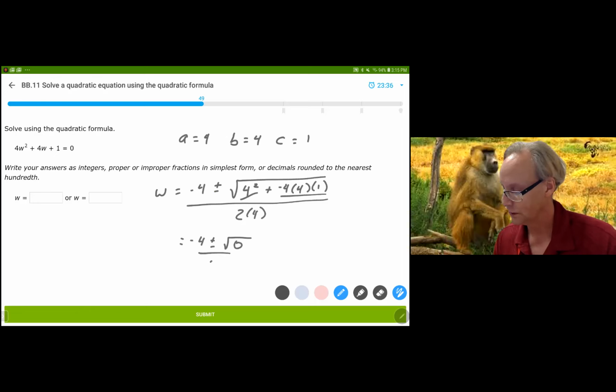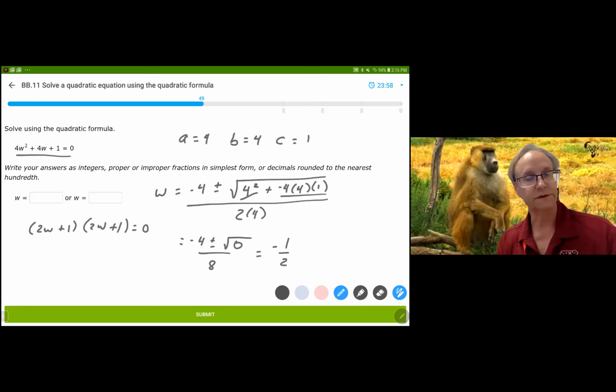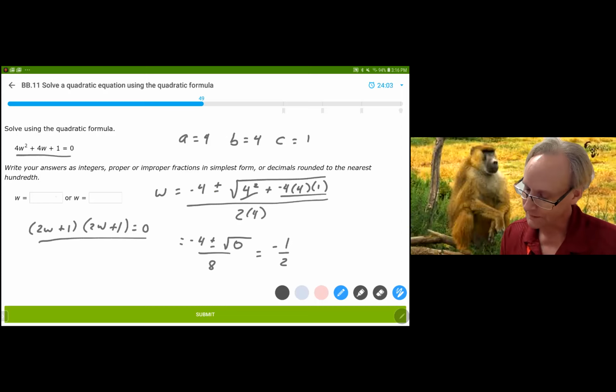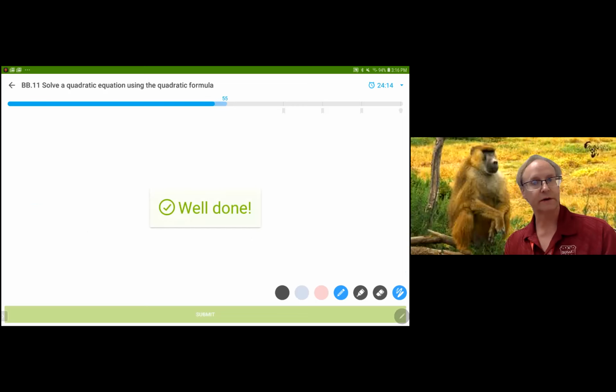Oh, look at that. It is factorable after all. And in fact, it's a perfect square trinomial. Should have recognized it. That is -1/2, isn't it? We have -4 over 8, which is -1/2. Our factors were 2w plus 1, and of course 2w plus 1, and it's equal to 0. And of course, that would have been a much easier way to do the problem, wouldn't it? That is -1/2 and -1/2. We could probably do decimals just as easily, but there it is.